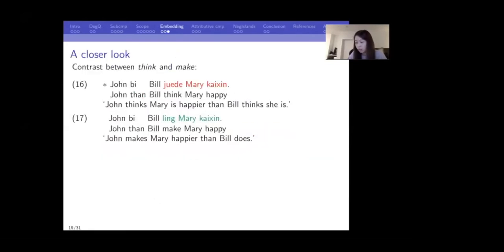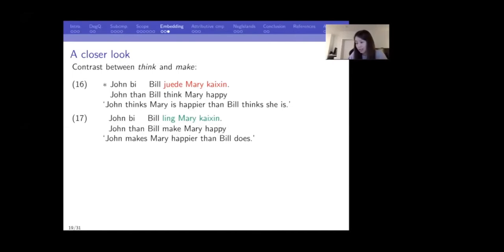However, if we take a closer look at these deletion constructions, we find that although comparatives with embedded TPs are bad, comparatives with embedded small clauses are fine, as in 17. John and Bill make Mary happy. It's okay with the meaning that John makes Mary happier than Bill does.